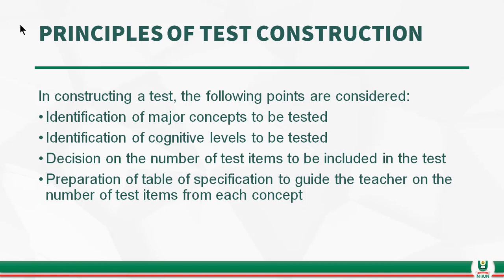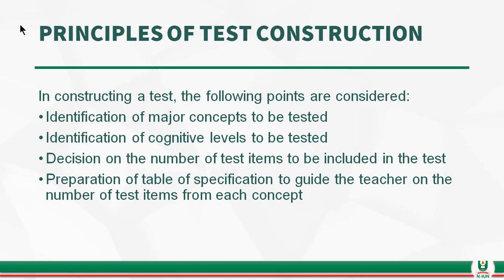Then the principles of test construction. In constructing a test, the following points have to be considered. Before you can construct a test, you have to consider some factors. And what are these factors? You identify the major concept to be tested. You have to identify what you want to test the student from. Then you identify the cognitive level of the student to be tested. What is their level as far as intellectual ability is concerned?